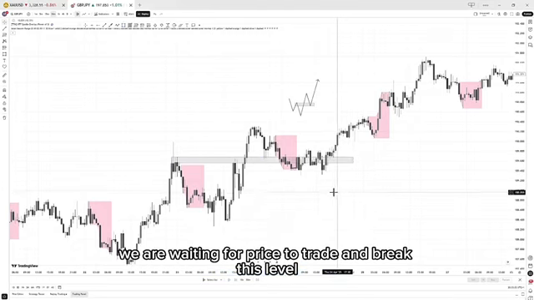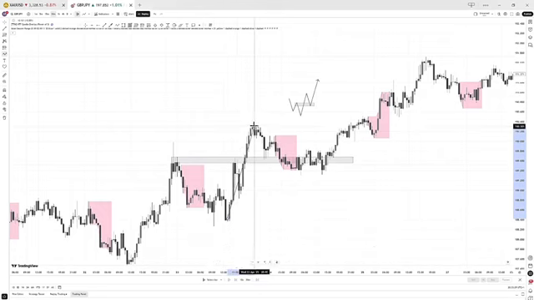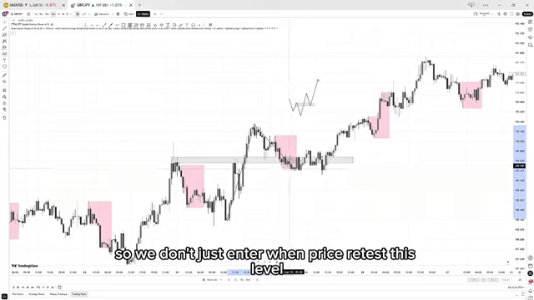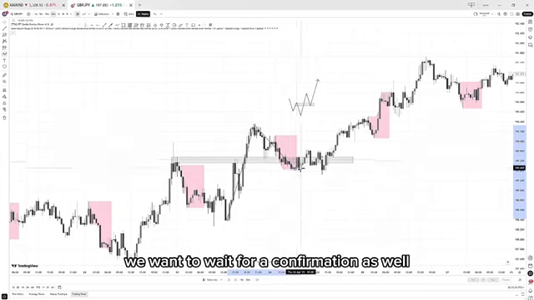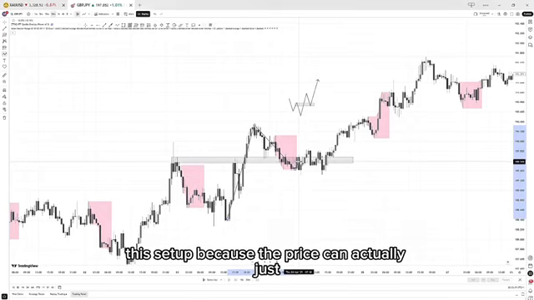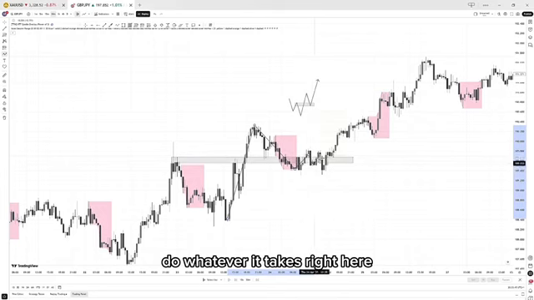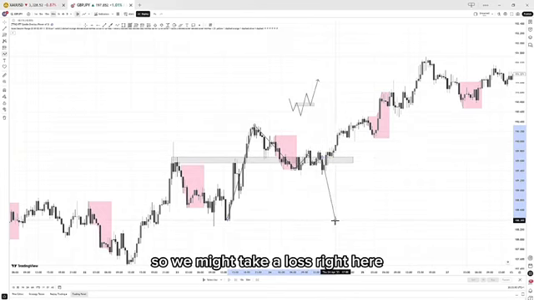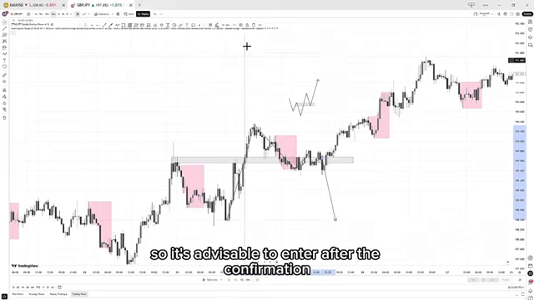So we are waiting for price to break this level and then retest this level. So we don't just enter when price retests this level. We want to wait for a confirmation as well. That confirmation is what is going to validate this setup, because the price can actually just do whatever it takes right here and just drop. You understand? So we might take a loss right here if we still enter for a risk entry. So it's advisable to enter after the confirmation.